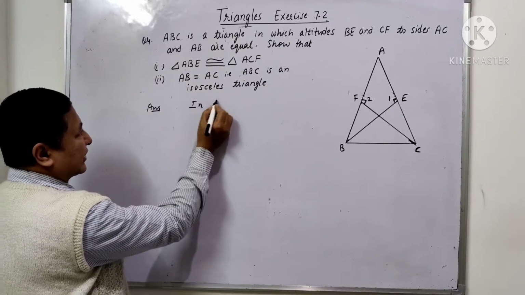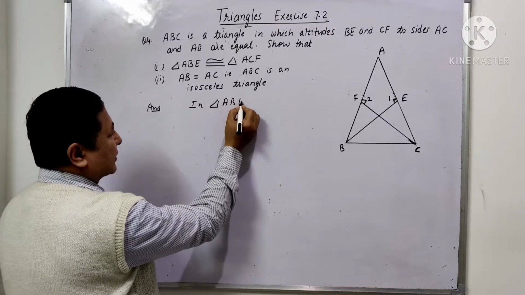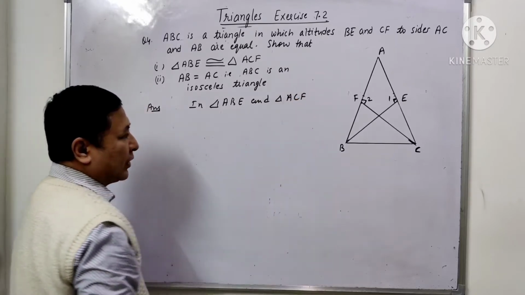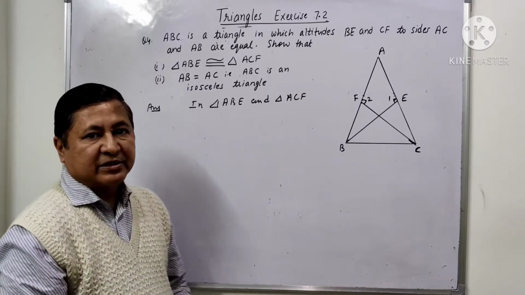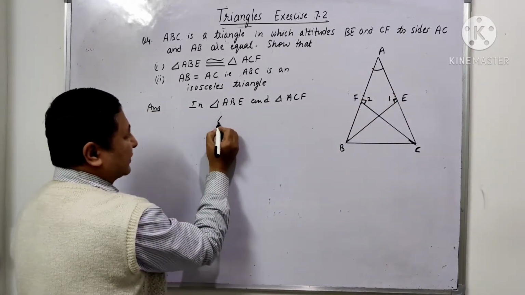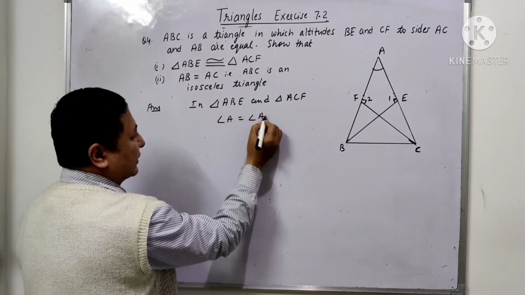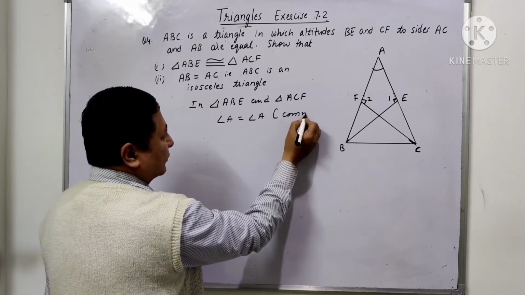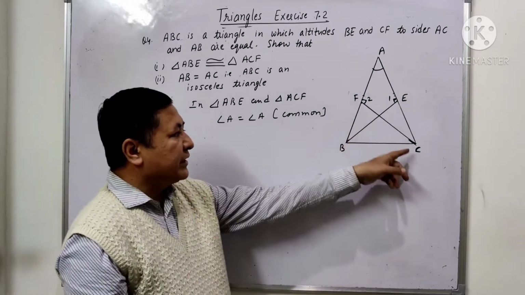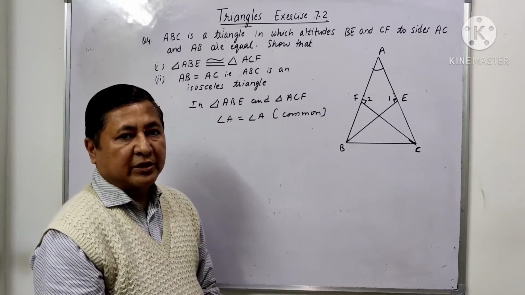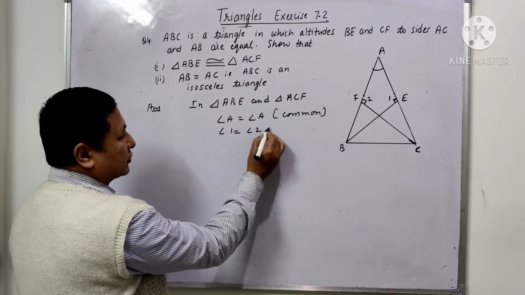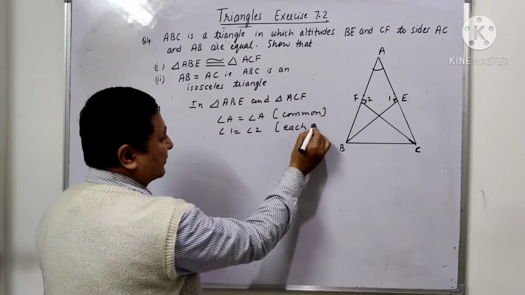So let us take the triangle ABE and triangle ACF that we have to prove congruent. Now if you see carefully, this angle A is common in both the triangles. So angle A is equal to angle A, common. And as it is given in the question that BE and CF are altitudes, the angle 1 is equal to angle 2, that will be each 90 degrees.